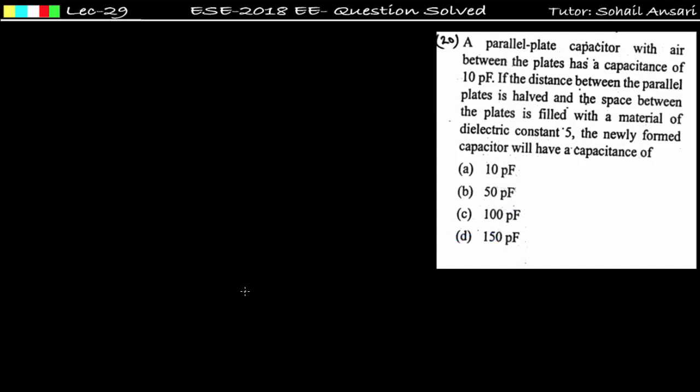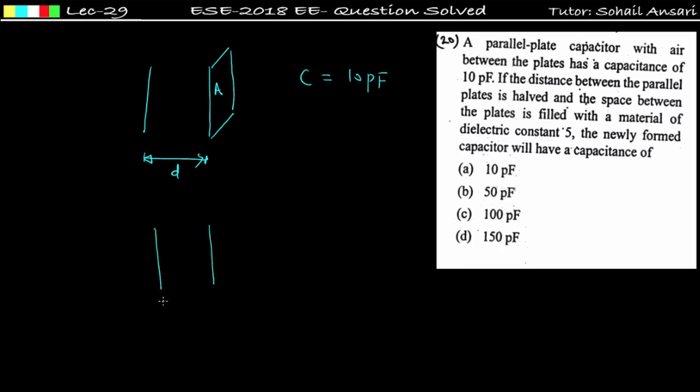Okay. Now see the last problem. A parallel plate capacitor with air between the plates has a capacitance of 10 picofarad. One parallel plate capacitor is there having distance D and area A. And the value of C is given, that is equal to 10 picofarad. If the distance between the parallel plates is halved, now what I am doing? I am reducing the distance. This is D by 2 and the space between the plates is filled with a material of dielectric constant 5. Here the value of epsilon R is 5.